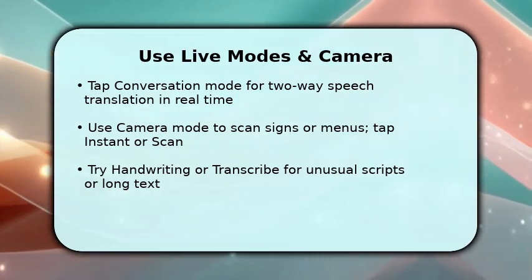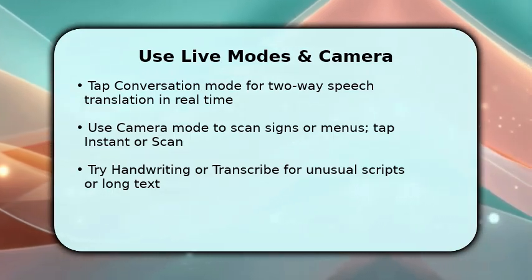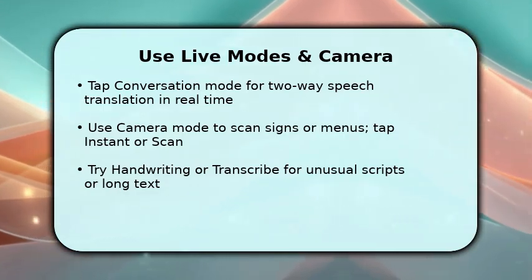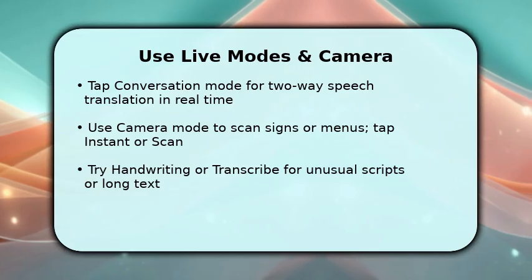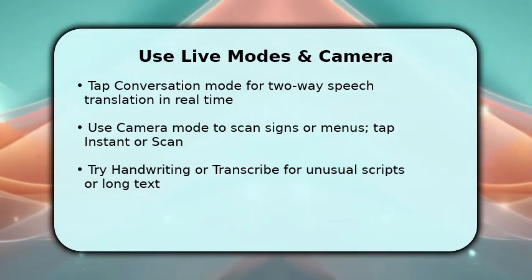For signs or menus, point the camera and choose Instant for live overlay or Scan for higher accuracy. If characters are unfamiliar, switch to handwriting or transcribe to capture longer speech. These modes cover most real-world interactions efficiently.